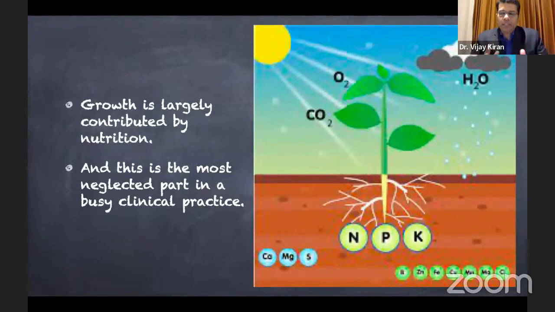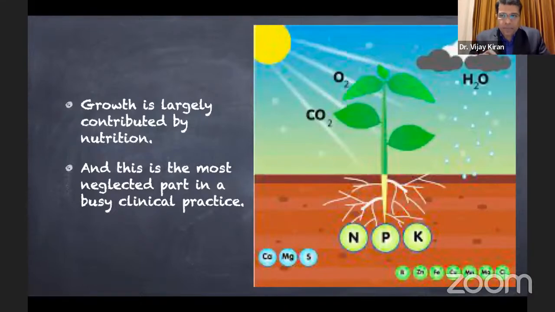If all these things are there in an equal and balanced manner, then the growth will be normal, or in fact very good. The same thing can be seen even in children. So growth is usually largely contributed by nutrition. We all know that. But sometimes growth has some more factors which affect it.